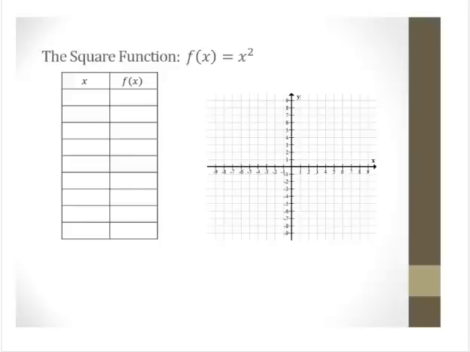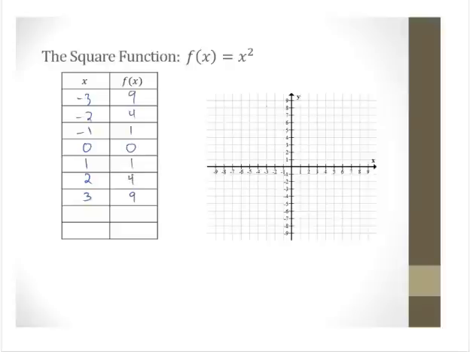Alright, so let's start with the square function. This function takes the input and outputs the square. Let's start by choosing some inputs. There are no restrictions on this because we can square any number. I'm going to go with -3, -2, -1, 0, 1, 2, and 3. If those are my inputs, let's square them. My outputs would be 9, 4, 1, 0, 1, 4, 9.